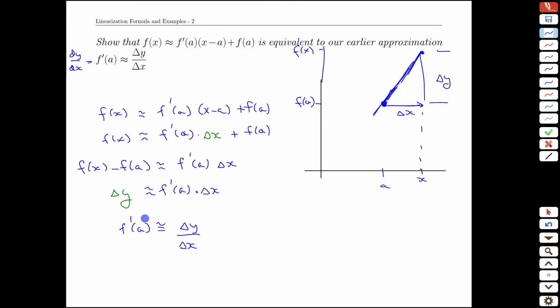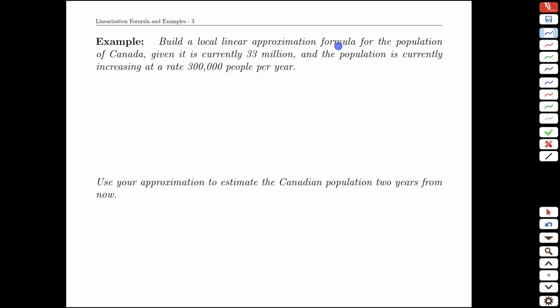But they're the same formula under the hood. There's nothing new. You can memorize one and transform, or you can memorize both, as long as you recognize that they really are the same thing. Let's use that in an example. Looking at the population of Canada, currently around 33 million, and increasing at a rate of 300,000 people per year.